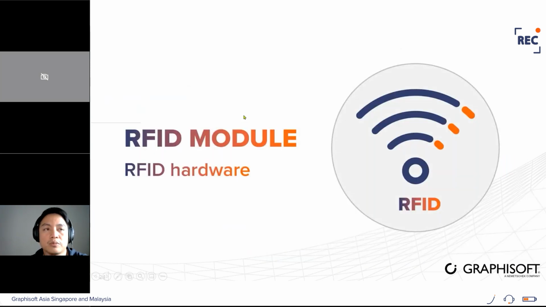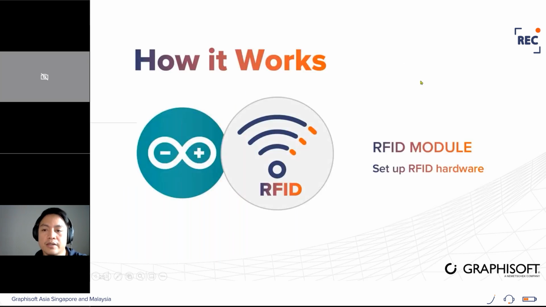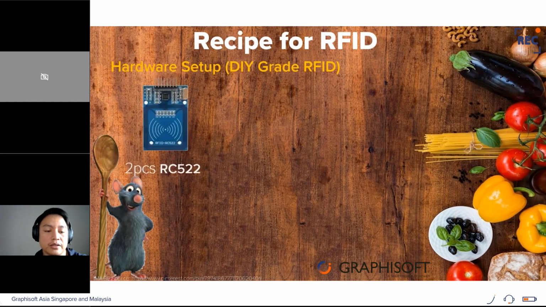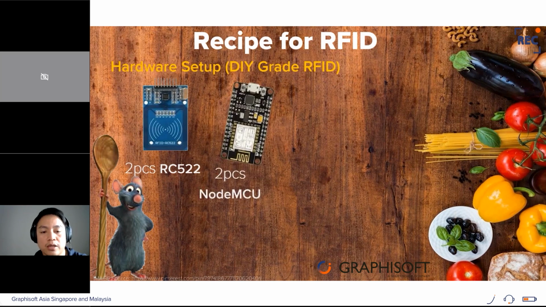Now let's move on to the hardware part. Once we set up our Google Sheets, we need to go through the hardware. As I mentioned, this is a DIY. This is not really an industrial grade RFID. So what are the ingredients we need? First, we need this RC522 module and a NodeMCU. You can get more, but for this exercise, I'm planning to simulate only the out for delivery and the delivered.